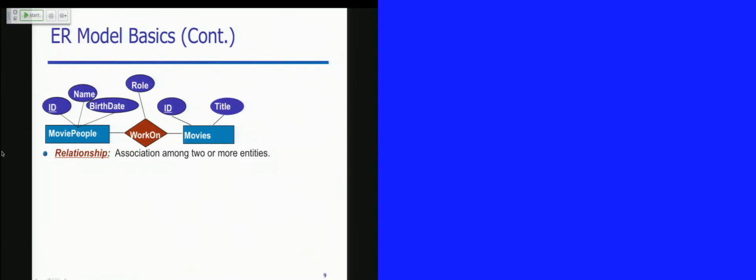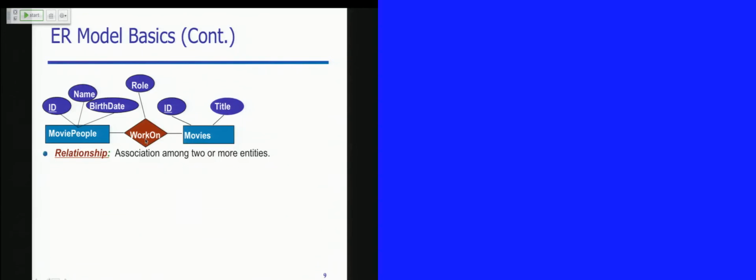Okay, so we looked at movie people. We can also have an entity movies, where I'm storing the ID of that movie and also its title. Again, with a movie, you can have multiple movies having the same title, so that title is not really good enough to be the key. That's why I'm adding an ID here.